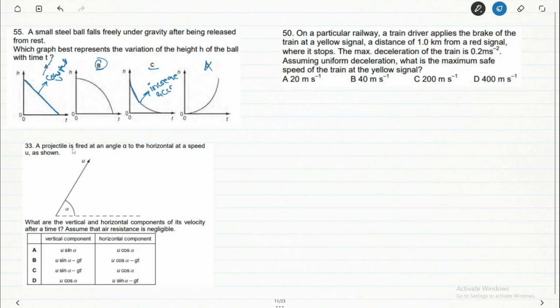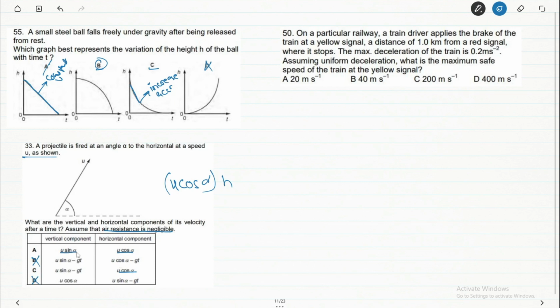A projectile is fired at an angle alpha to the horizontal at a speed u as shown. What are the vertical and horizontal components? Assume that air resistance is negligible. The horizontal component would very simply be u cos alpha. So this or this, these two are wrong. Now, what is the vertical component?